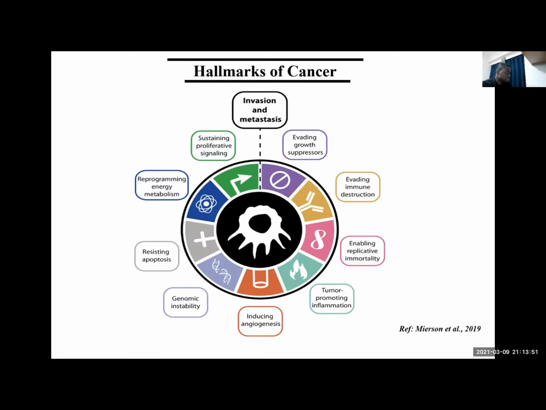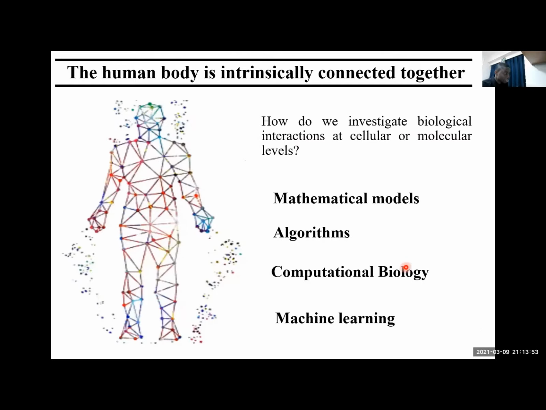and metastasis. So now, remember I told you in the beginning that the human body consists of several trillions of cells. Sure, but the question I'd like you to think and ask is, how can we investigate the biological interactions at the cellular and molecular levels? Mathematical models, machine learning algorithms, computational biologists, and of course, AI.